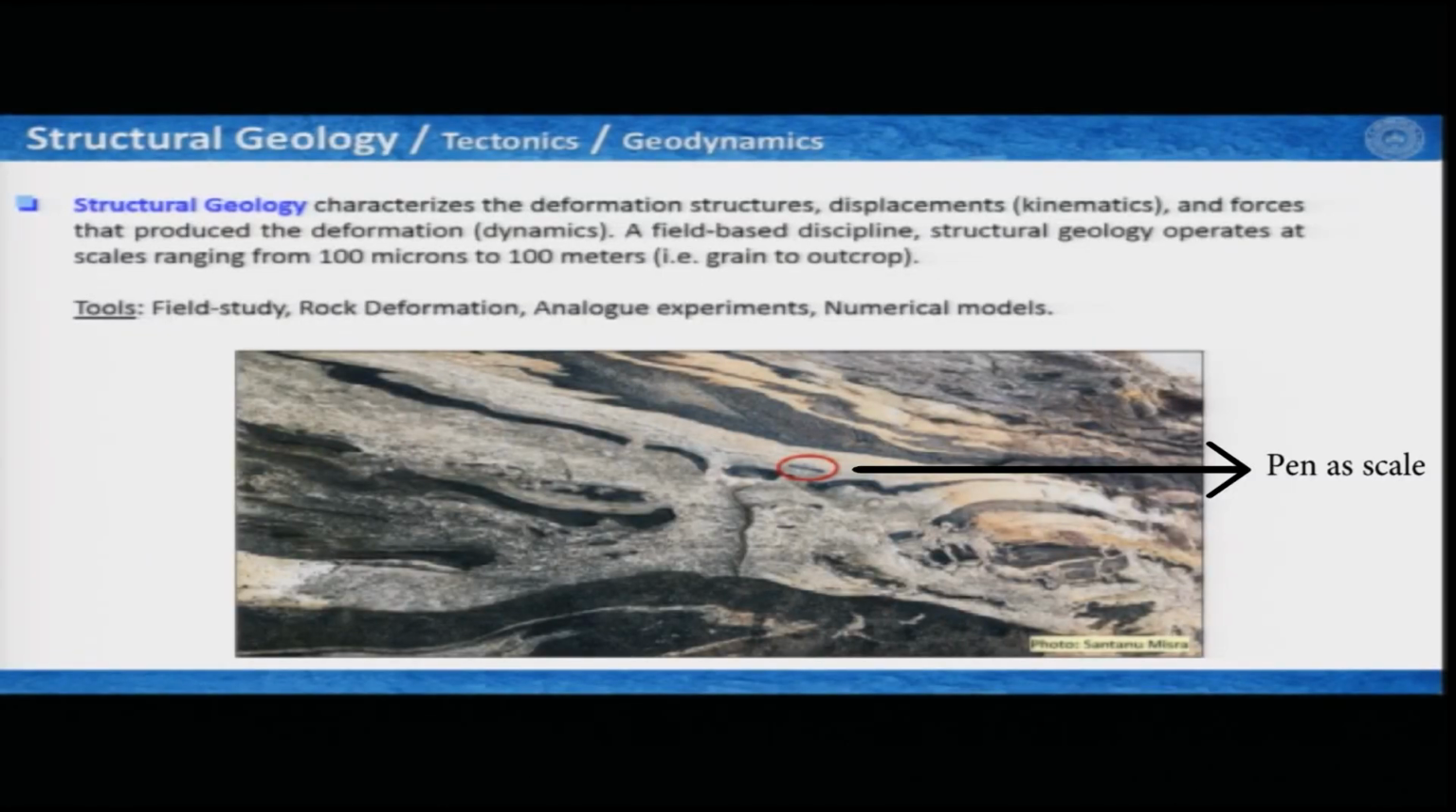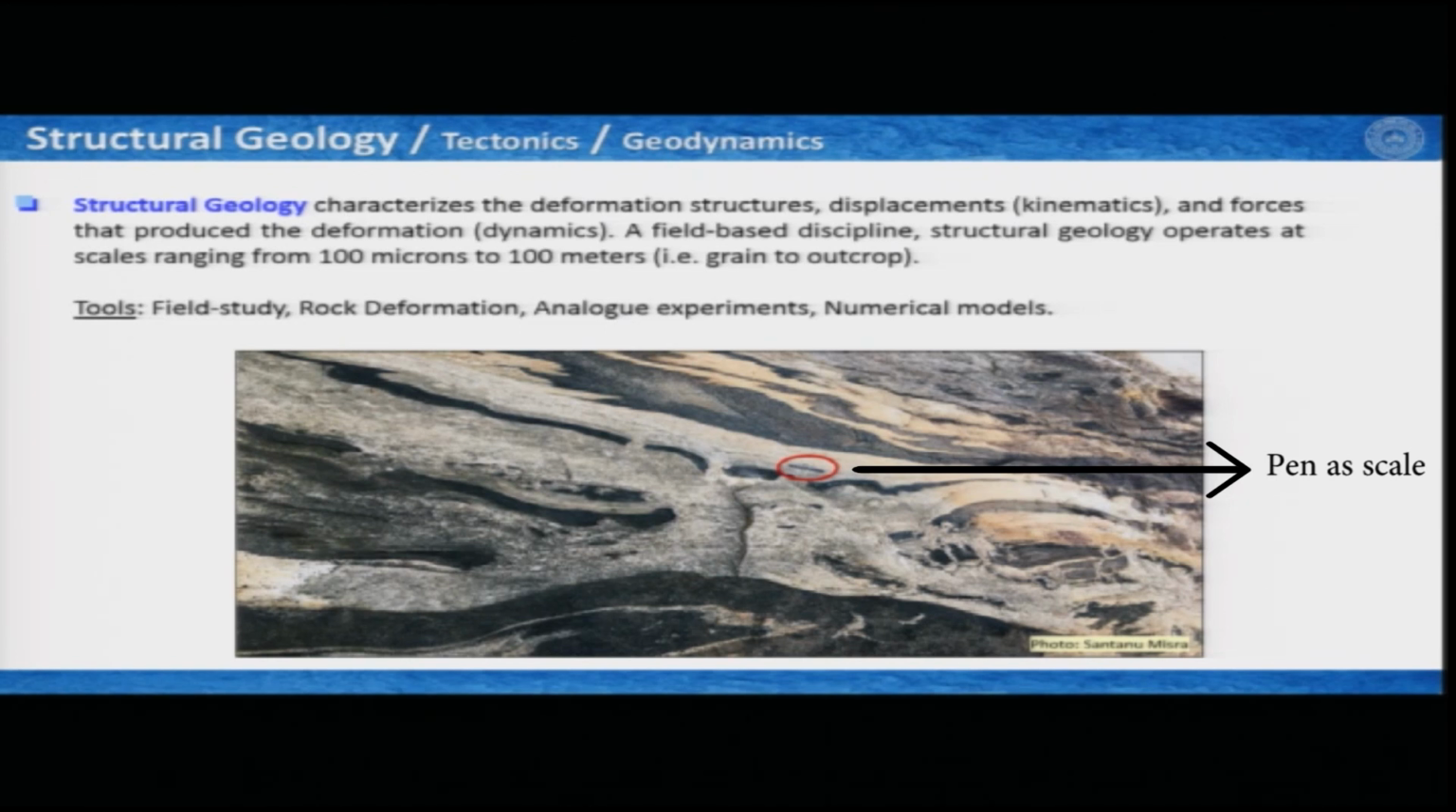Well, these individual topics, structural geology, tectonics and geodynamics, from the science point of view, from the approach point of view, are very similar. All three of these subjects essentially deal with displacement, forces and kinematics, the geometry, shape, etc. But the fundamental difference between them is the scale of observation. Structural geology is generally a field-based discipline, and it operates from a very micro scale, about 100 microns or less, to 100 meters or maximum 1 or 2 kilometers. So from a grain to an outcrop, if you study rocks, then you are doing structural geology, of course in the context of deformation.